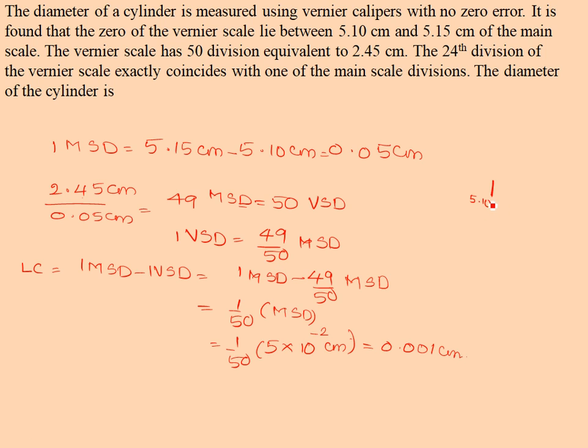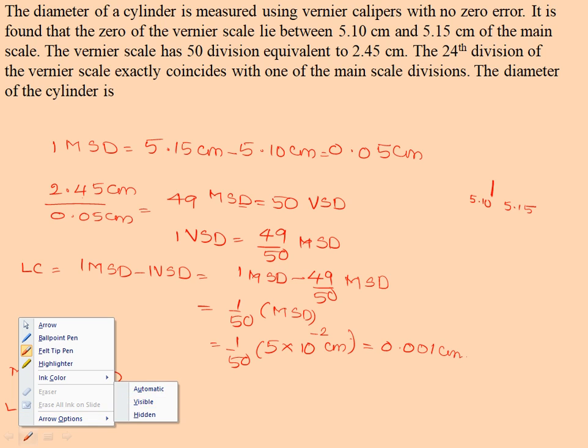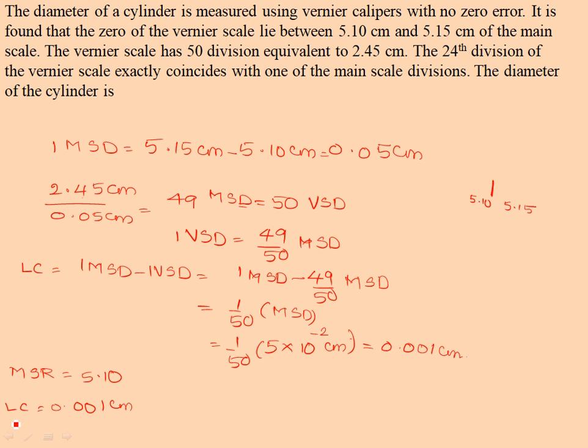Now look at this, as per your question it is given like this. The value lies between 5.10 and 5.15, so that the main scale reading is 5.10 and least count is 0.001 centimeter, and the vernier coincidence is given as 24, so that the reading will be like this: MSR plus VC into vernier coincidence, that will be equal to 5.10 plus 0.001 into 24, or this will be equal to 5.124 centimeters. So that will be your answer.